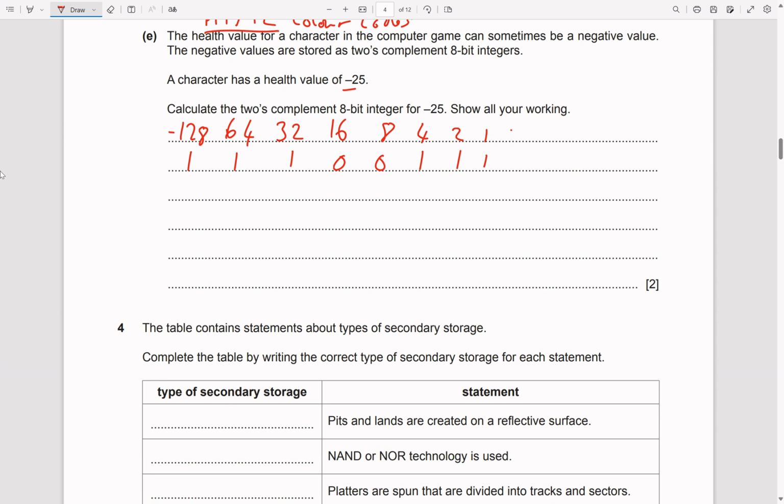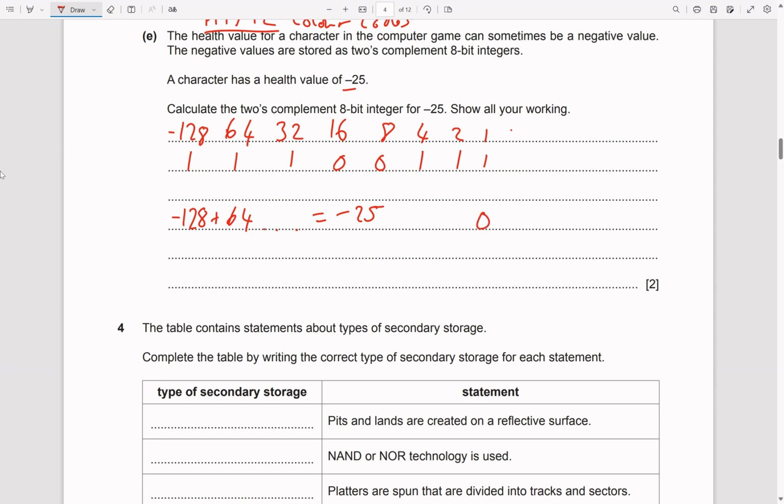Since it says show all of your working, you can probably write -128 plus 64 plus 32, and just write that equals -25. The alternative way to do it is to calculate the positive 25. I won't do it again because it's going to be too long, or not enough space.